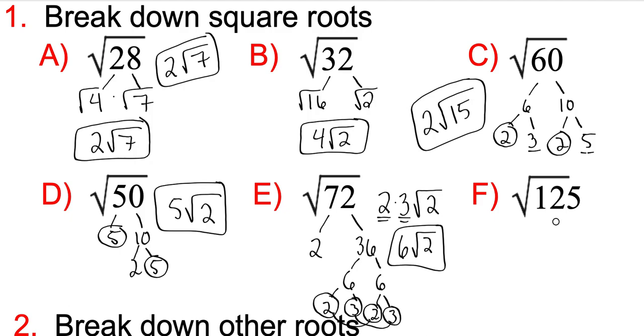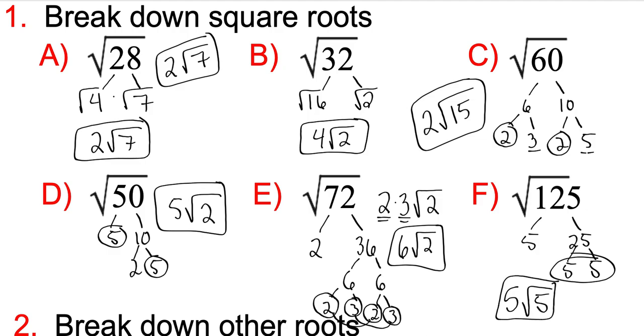All right, square root 125, break it down. So 5 and 25, and then the 25 breaks down to a couple of 5s. So there's a pair of 5s. That comes out, and we leave 1 underneath, okay? And there we have it.